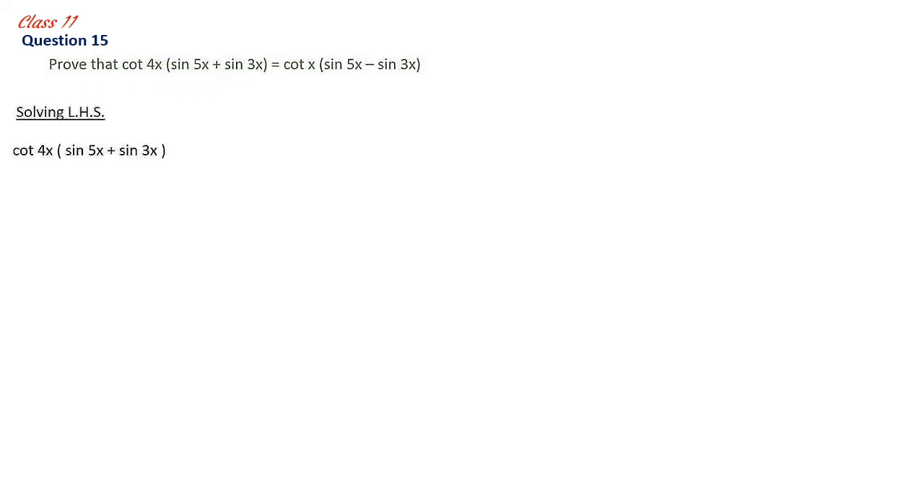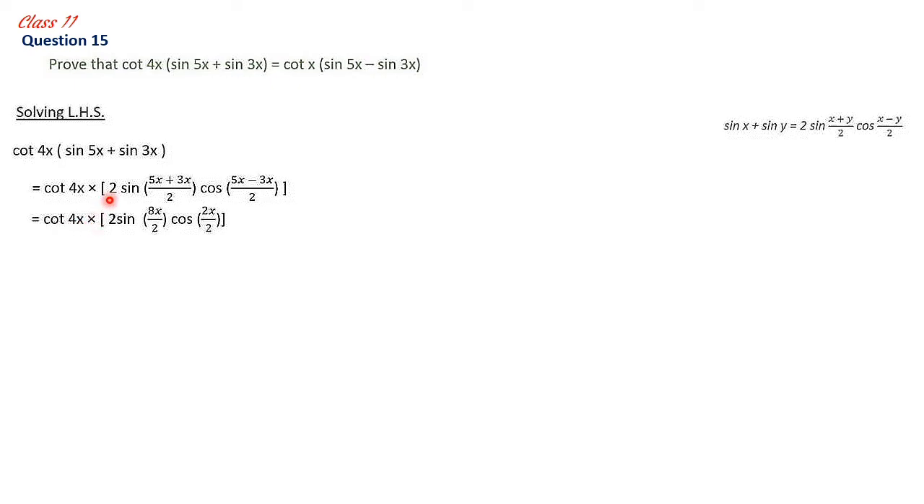So solving LHS, when you take cot 4x into sin 5x plus sin 3x, inside the bracket it is sin x plus sin y. Sin x plus sin y is 2 sin x plus y by 2 cos x minus y by 2, the formula. That is cot 4x outside into, inside the bracket, 2 sin of the sum of the angles, 5x plus 3x by 2, into cos of the difference of the angles, 5x minus 3x by 2. This formula we applied. Then cot 4x into 2 sin, 5x plus 3x is 8x by 2, then 5x minus 3x is 2x by 2.